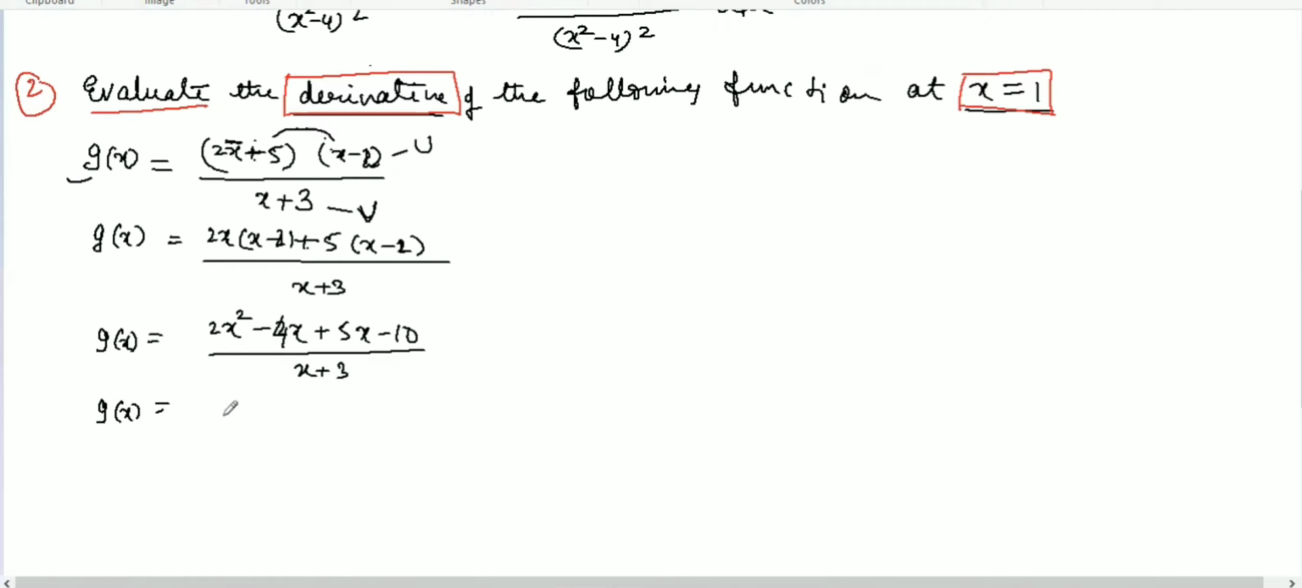This is going to be your function g(x). So 2x², no other x² term is there, so write down 2x². Then minus 4x plus 5x, like terms, so it will give me plus 1x. You can write it down as only x. And then minus 10 over x + 3. Now we have this function g(x) and we will differentiate using the quotient rule.